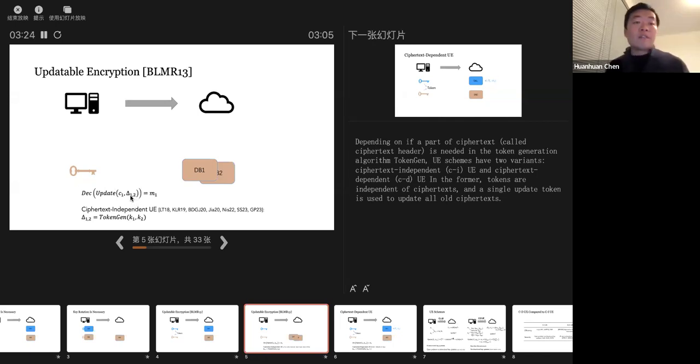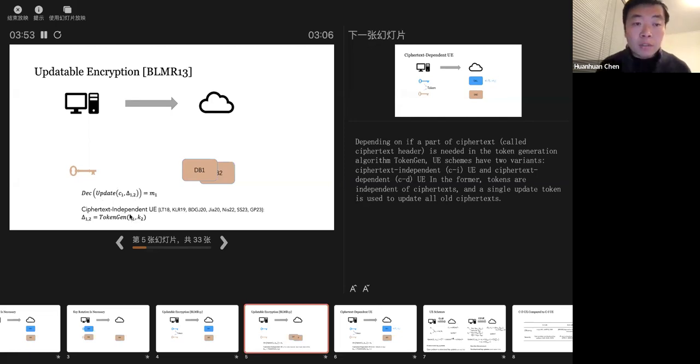There are two flavors of updatable encryption. One is the ciphertext independent UE. In this type of UE, the token is independent of the ciphertext to be updated, and the token can be used to update all the ciphertexts.